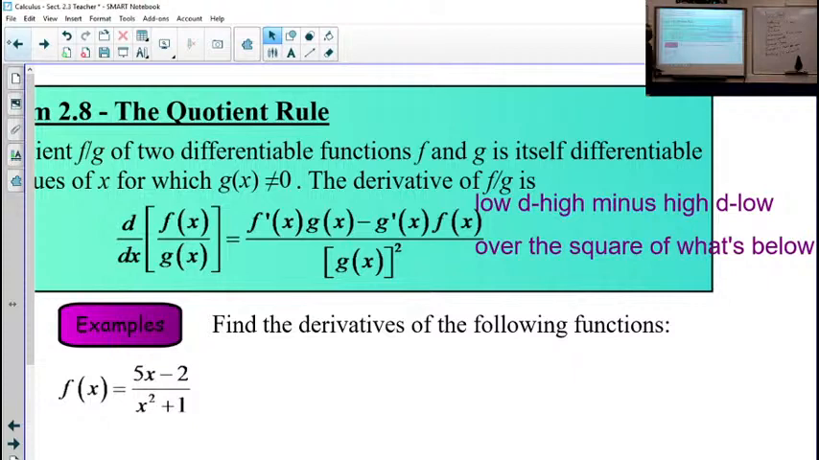So we talked about when we multiply two functions. This is going to be dividing two functions. If I have f of x divided by g of x, g of x is the bottom function. We have the bottom function times the derivative of the top, and then we're subtracting the top function times the derivative of the bottom. So it's kind of similar to the product rule on top, but now we have subtraction, over that bottom function squared.